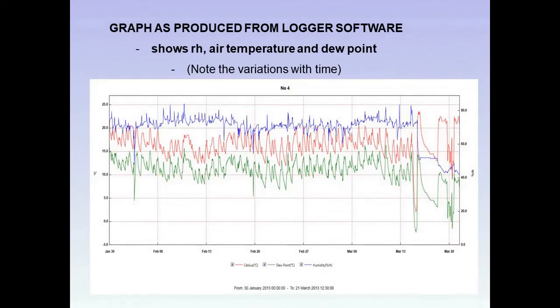And we can produce that data simply from the program that is supplied with the loggers, and here's an example. It gives us the red is the temperature, the green is the dew point, and the blue is the humidity, and the scales are on the right and left. But in this case, also note the variations with time. It's going up and down like a yo-yo.